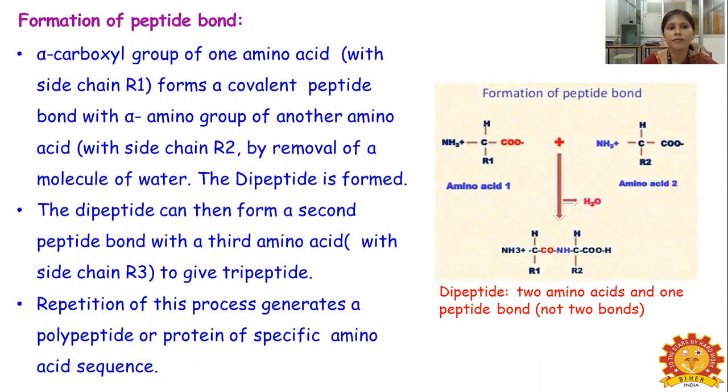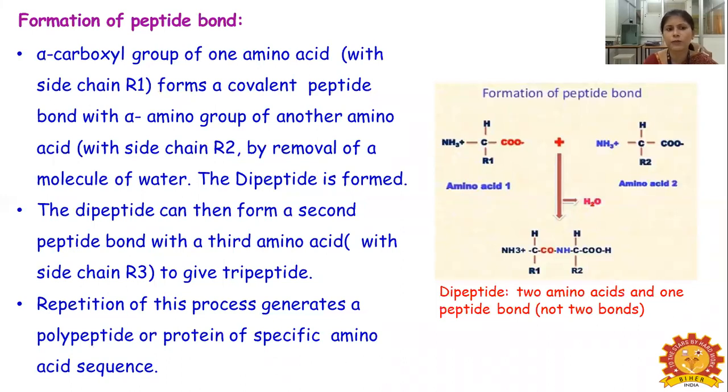So how does it form? If you see this, the alpha carboxyl group of one amino acid with side chain R1. Here we have taken 2 different side chains, R1 and R2. They may be the same also, that is also possible. They form a covalent peptide bond with the alpha amino group of another amino acid with side chain R2, by removal of one molecule of water. So a dipeptide is formed. Dipeptide does not mean 2 peptide bonds. It means 2 amino acids are joined, but with a single peptide bond. When we talk about a tripeptide, it means 3 amino acids and 2 peptide bonds.